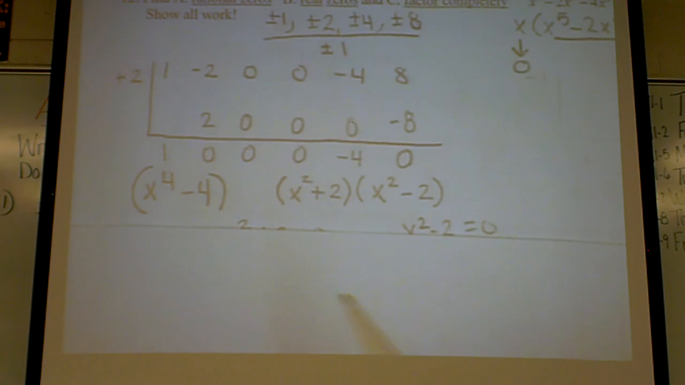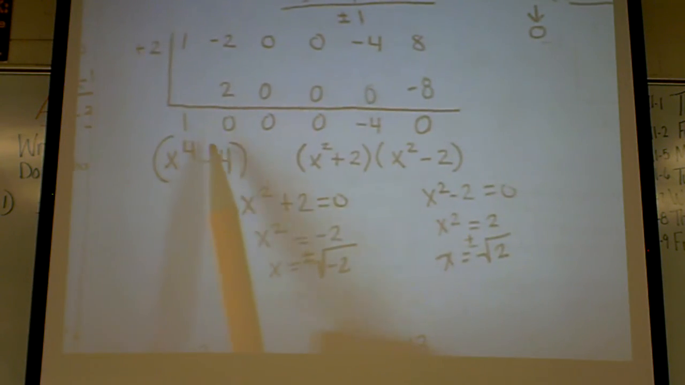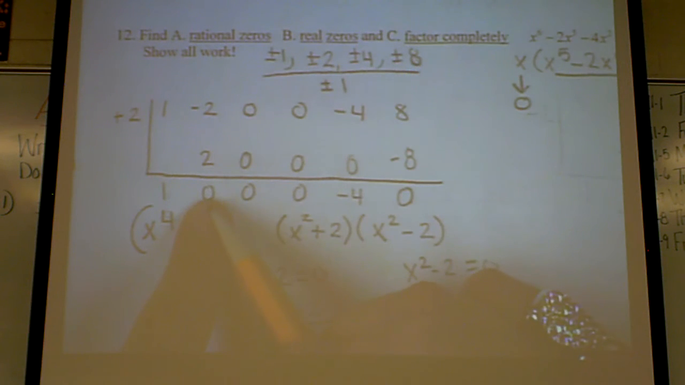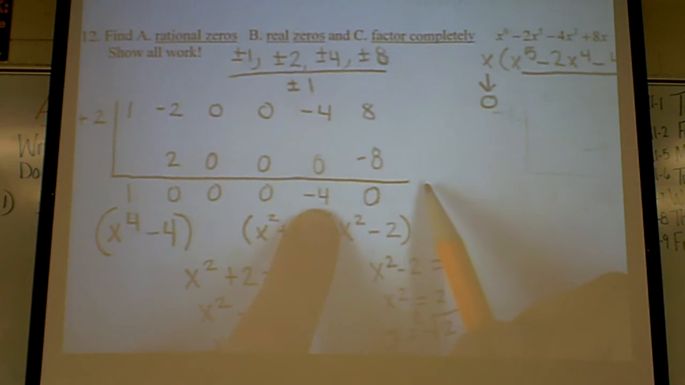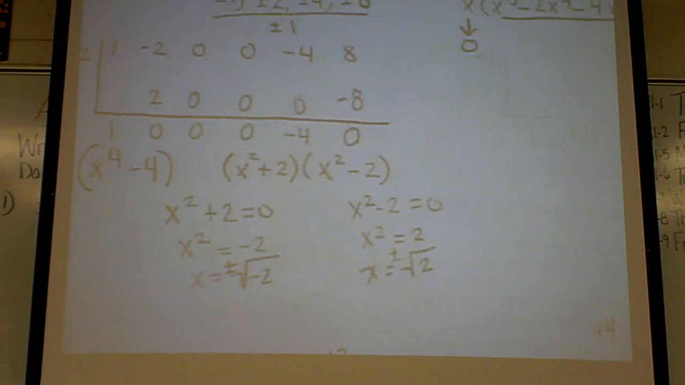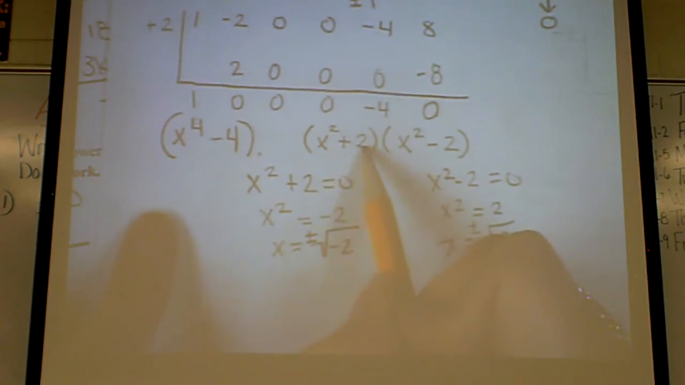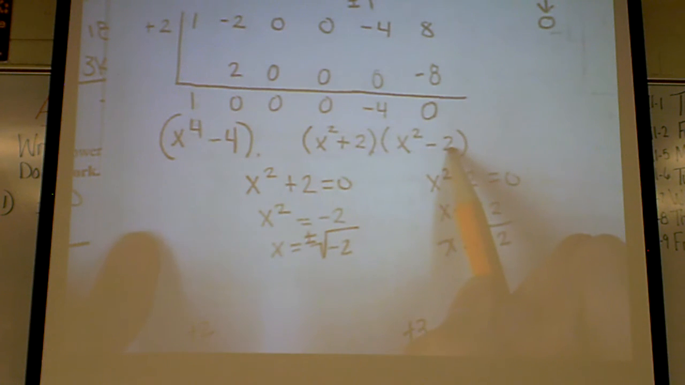And this is what we end up getting right here. We have x to the 5th minus 0x, 0x, 0x, so this becomes x to the 4th, minus 4. 5, 4, 3, 2, 1. Just x minus 4 right here. And this factors as x squared plus 2 and x squared minus 2.